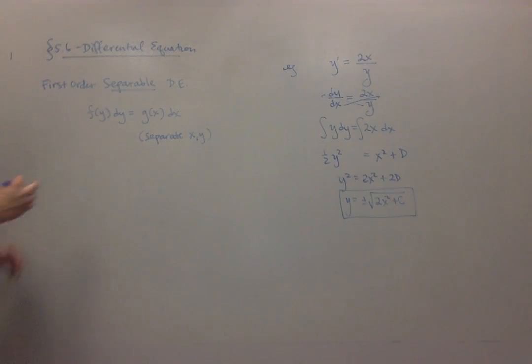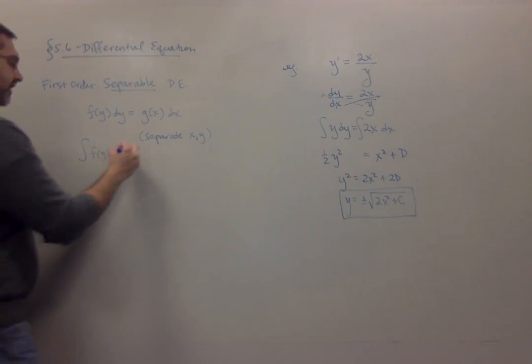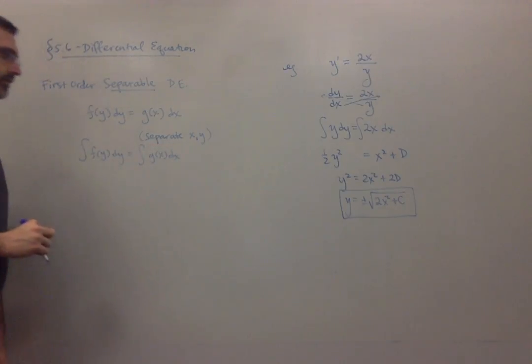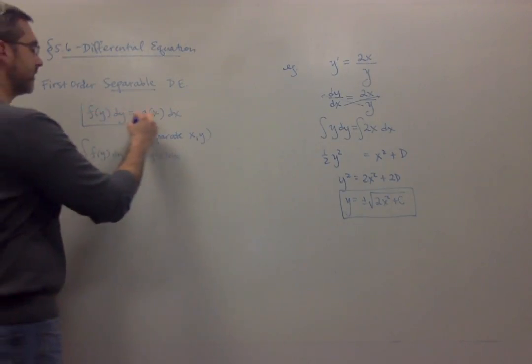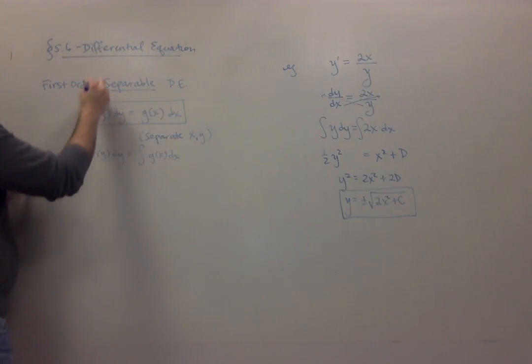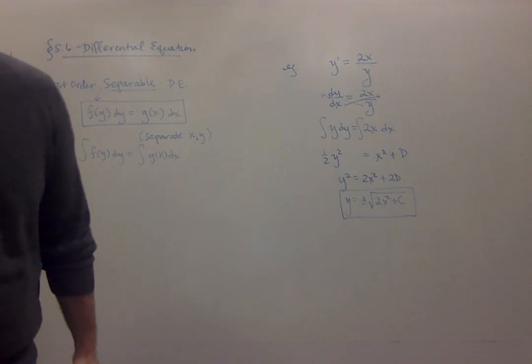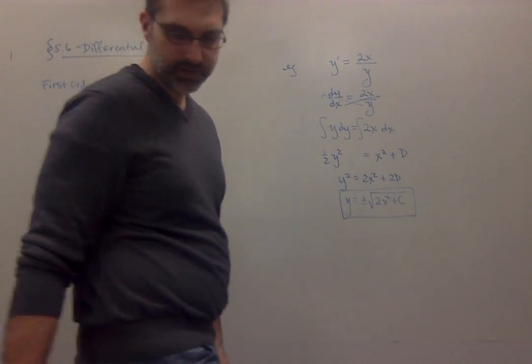And if I can do that, then I can integrate the left side and I can integrate the right side and then try to solve for y, just like I did over there, okay? If you can get your equation in this form, then it's called a first order separable differential equation, and you just integrate both sides to get an answer, okay? Let's take a look at another example here.